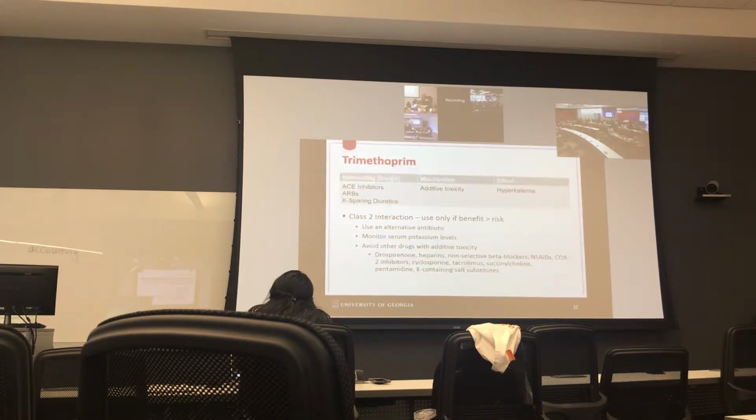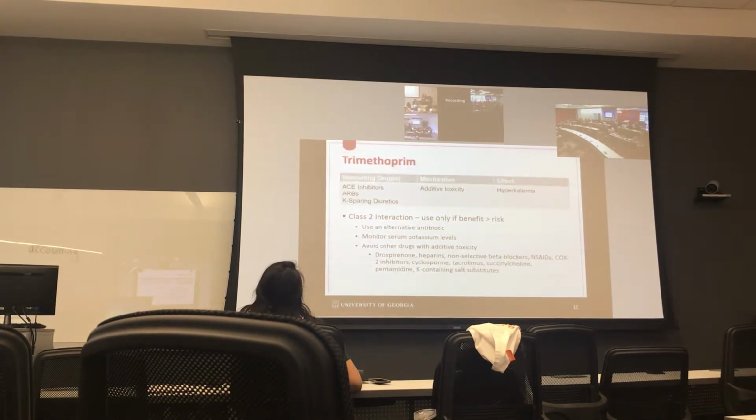Patients with renal insufficiency could have a higher risk of hyperkalemia. Patients taking potassium supplements. Or sometimes we have to also think about salt substitutes can be high in potassium. So any other agents or conditions that could put a patient at risk of hyperkalemia, you want to be especially careful to avoid these interactions.